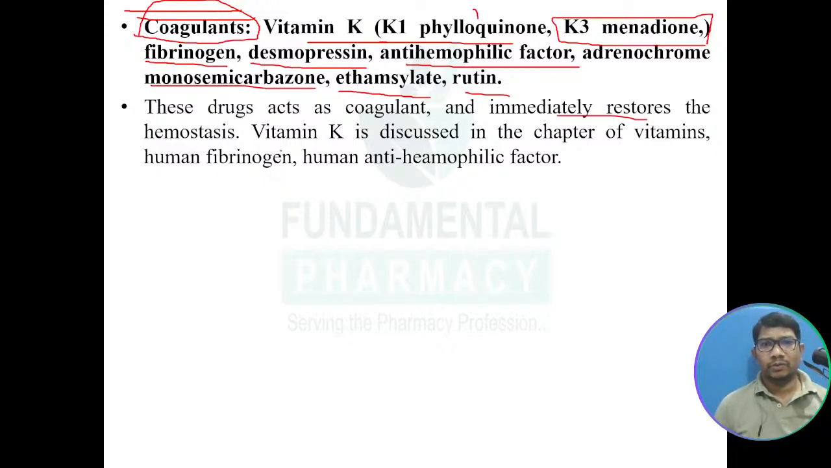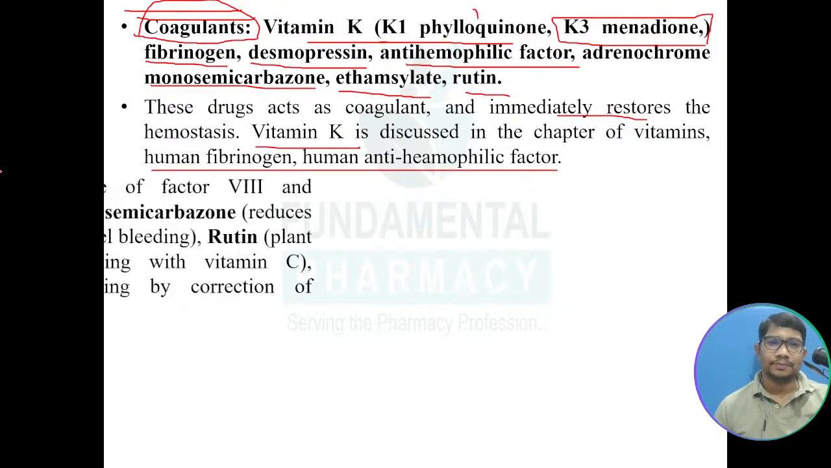Vitamin K we will discuss separately again in the vitamin chapter. Its chemistry and requirements, all of that, I will explain when we discuss the chapter known as vitamins. Then human fibrinogen and human anti-hemophilic factor, all of them are used as coagulants.